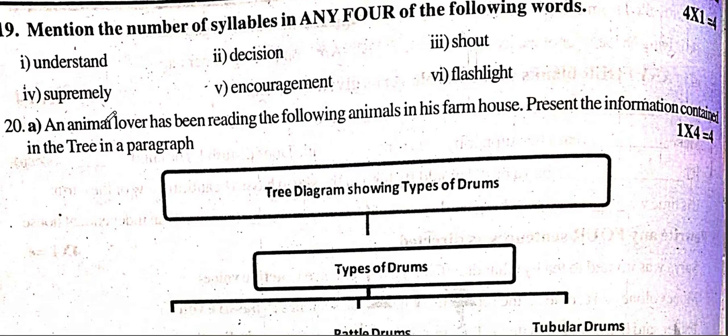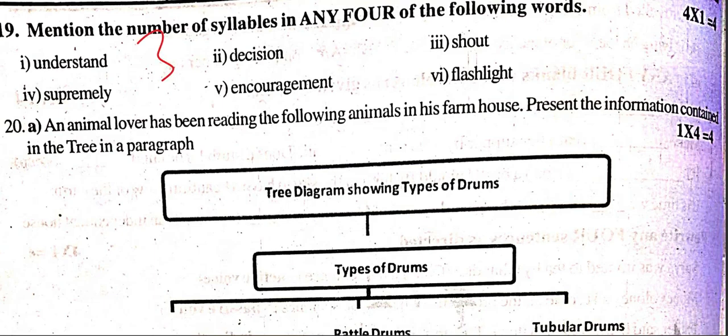Next, 19. Understand, decision, shout, supremely, encouragement, flashlight. We need the number of syllables. Okay. Understand, 3. Decision, 3. Shout, 1. Supremely, 3. Encouragement, 4. Flashlight, 2.